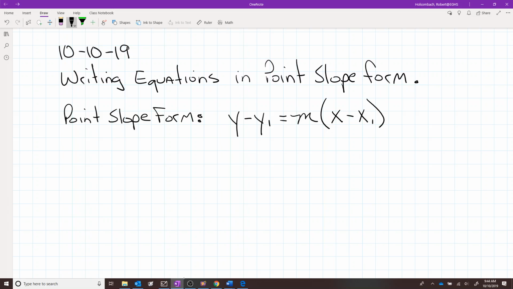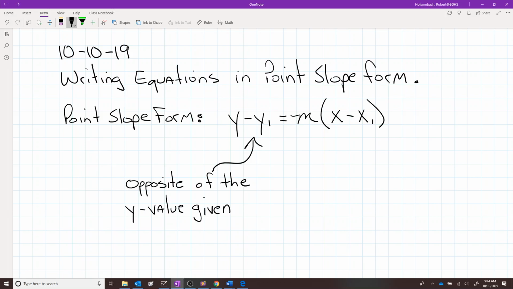This right here means the opposite of the y value given. The equation will always start with a letter y, and then what goes between this letter y and the equal sign is the opposite of the y value that you are going to be given.